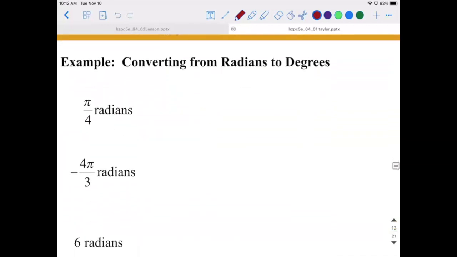Converting from radians to degrees. So this time, I'm going to multiply by 180 over pi. I know that I want to cancel my pi's out because degrees don't have pi's in them. So that's why I put it on the bottom. And then 180 divided by 4 would be 45 degrees.